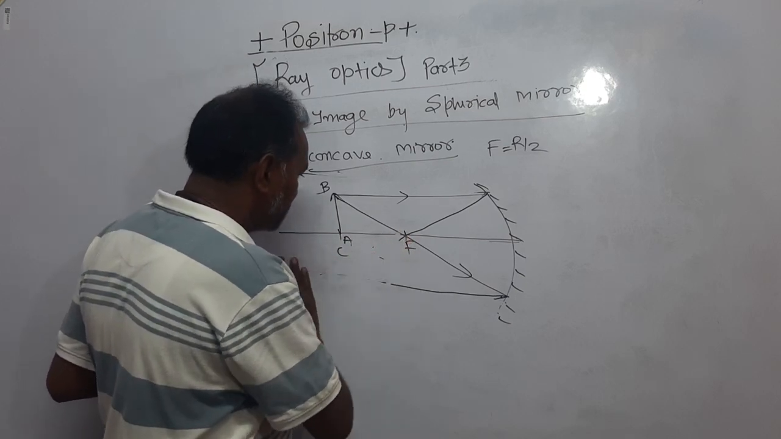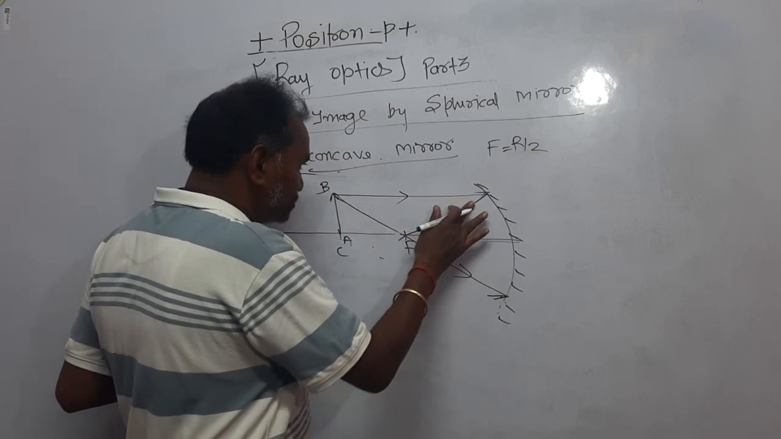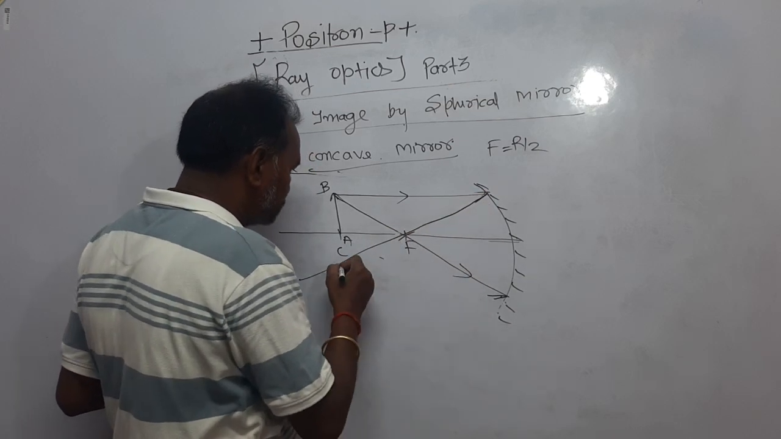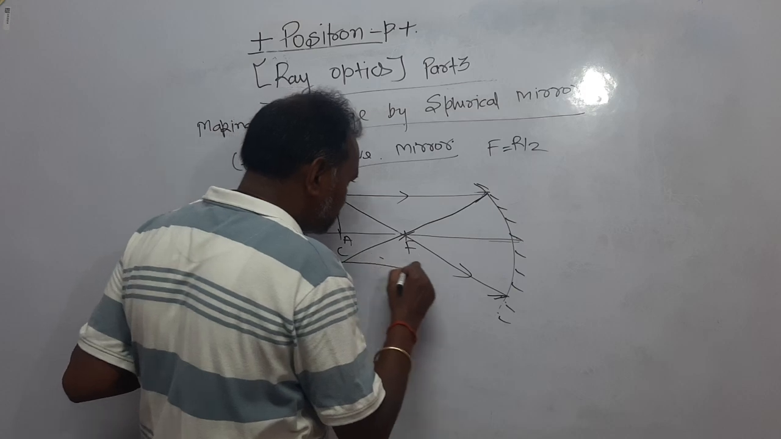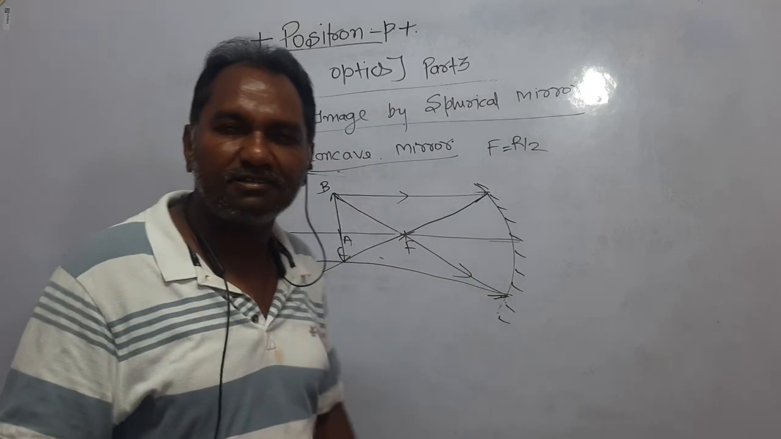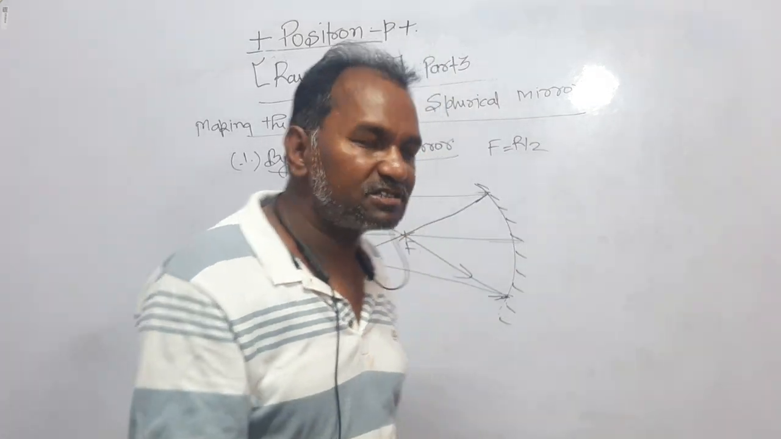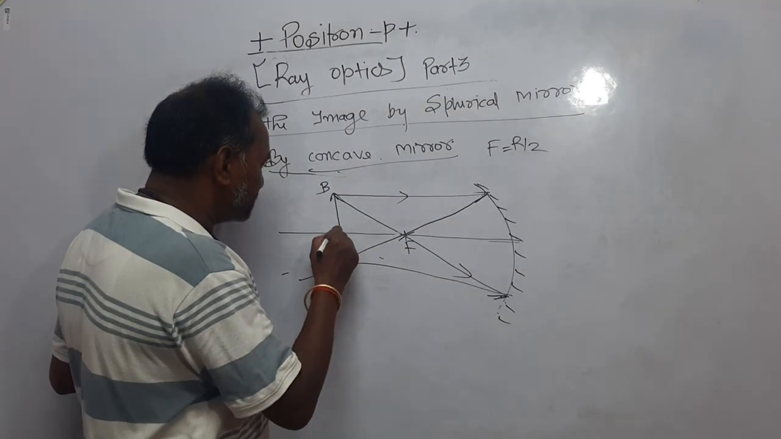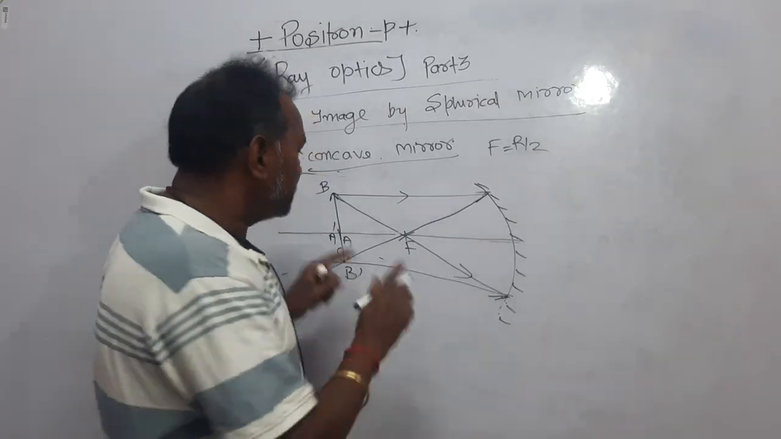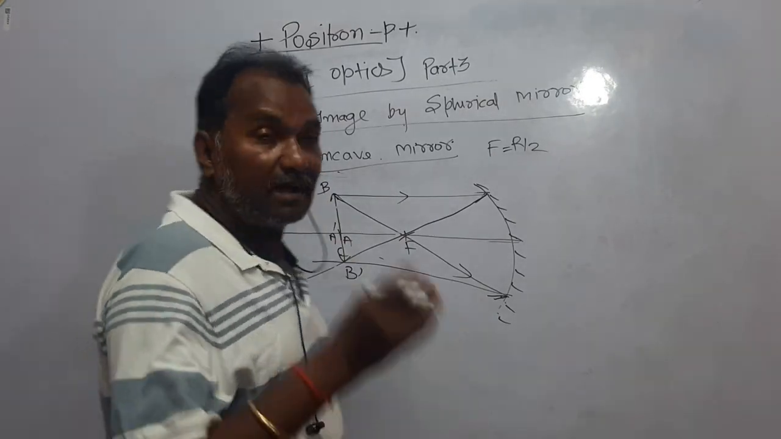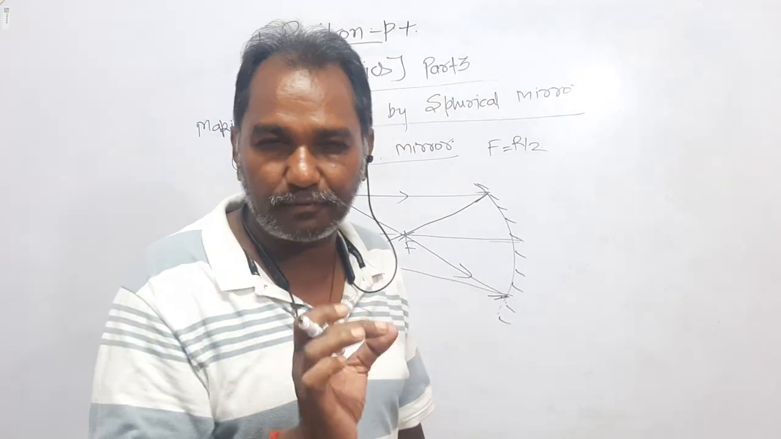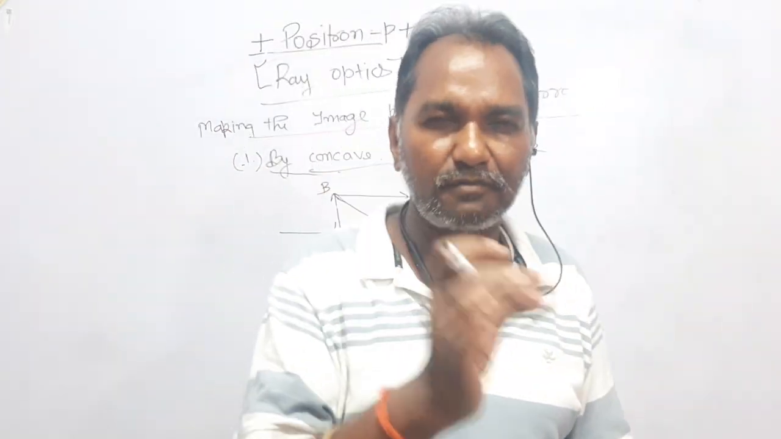Actually, geometrically, if you draw using the instruments, then it will look like so. Now the image will be made at the same point. If the object is kept at the center of curvature, the image is there. The image is just inverted at that point. It is real, inverted, and the height of the image is equal to the height of the object. The size of the image is equal to the size of the object.